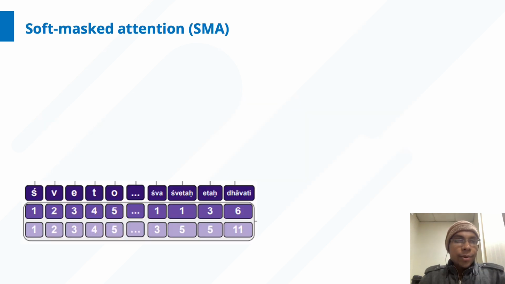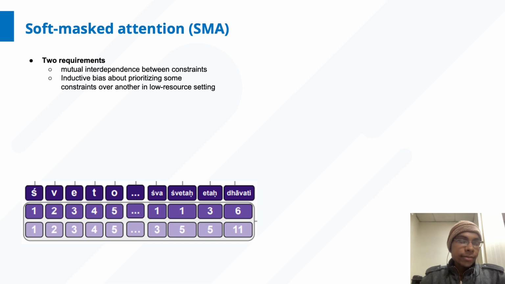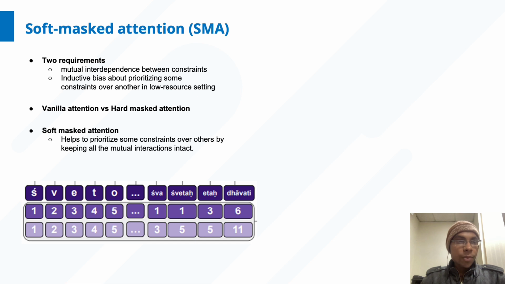Coming to the second module, soft mask attention. So there are two requirements: mutual interdependence between the constraints, and an inductive bias about prioritizing some constraints over others in a low resource setting. It can be achieved through vanilla attention, but we need more data for learning both things. And if we use hard mask, then we will lose the mutual interdependence. That's why we are opting for soft mask attention, which will help to prioritize some constraints over others while keeping all the mutual interactions intact.